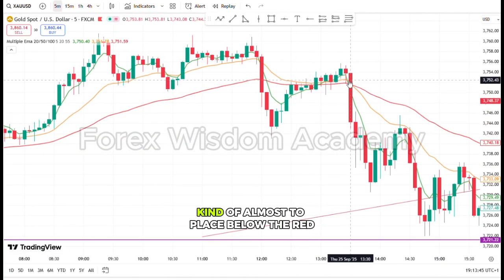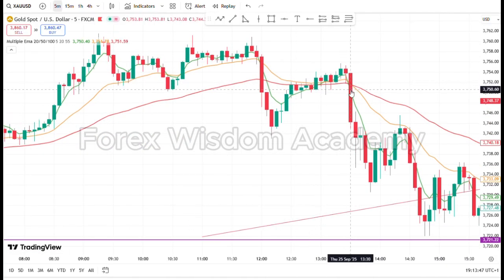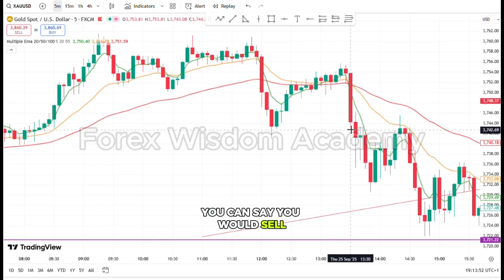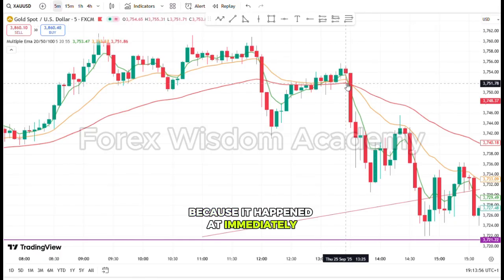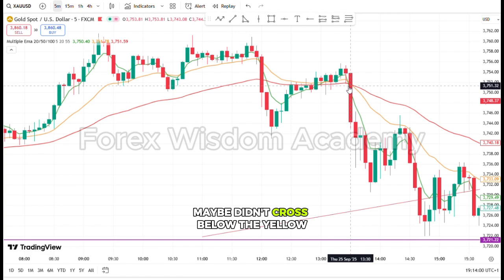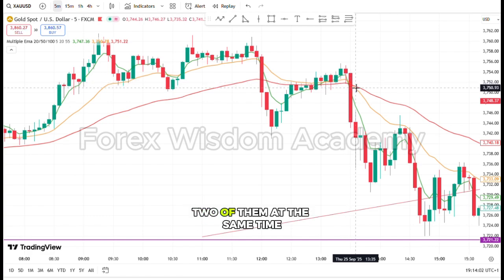This here kind of almost took place below the red, so it's very close. It is crossing below. So for this one, you can say you would sell. So you can place a sell here because it happened at the same time, at the same point. It is not really clear. Maybe it didn't cross below the yellow. It looks like it crossed below two of them at the same time.